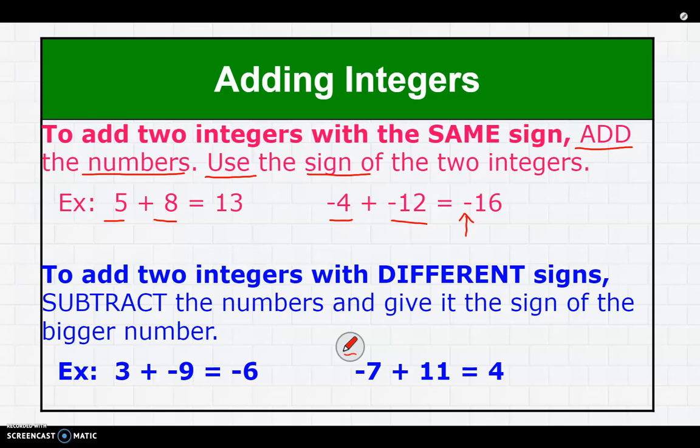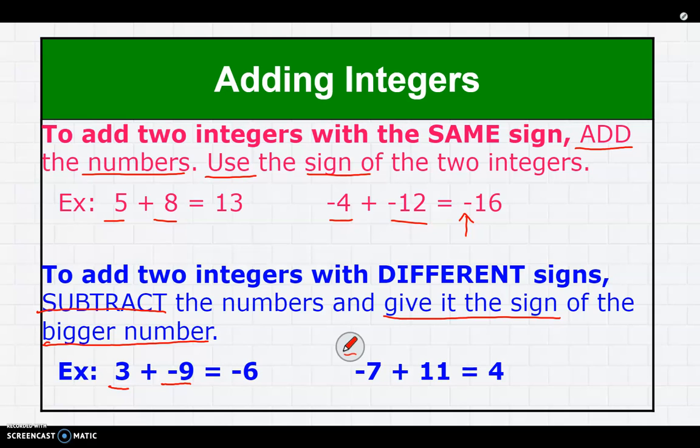Okay? The second situation that you might run into is when you're trying to add two integers with different signs, okay? Such as 3 plus -9. 3 is positive, -9 is negative, okay? When that occurs, you are going to subtract the numbers, essentially ignoring the signs, and then give it the sign of the bigger number. Again, kind of ignoring the signs.